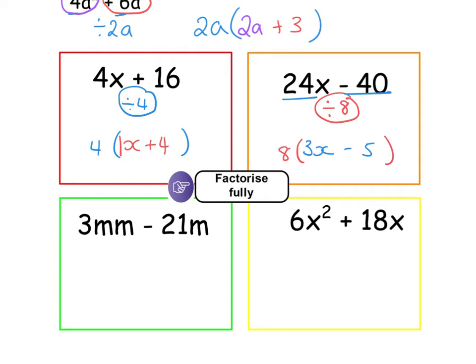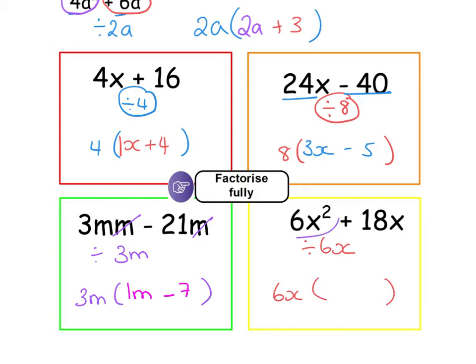The next one, we can divide both of them by 3 and an m. So I can cross out an m effectively from both sides. And that's going to leave me with 1m, or m, and a 7. The last one we can divide by 6 and x. And that will leave me 1x again plus 3.